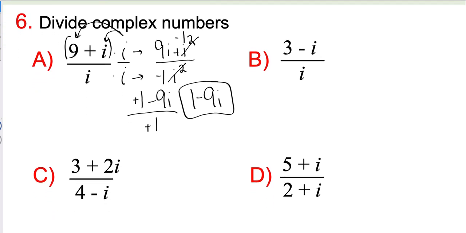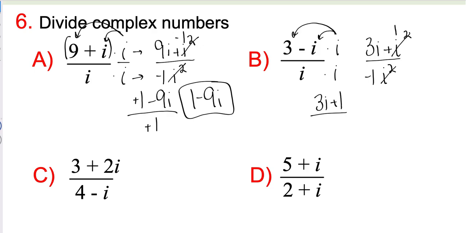All right, so I have a single i in the bottom. So what I need to do is multiply by another i in top and bottom. The top distributes, 3i minus i squared. The bottom just multiplies, i squared. And then we flip them all. So negative 1 on the bottom. That flips to a positive 1. So in the numerator, I'll have 3i plus 1 over negative 1.